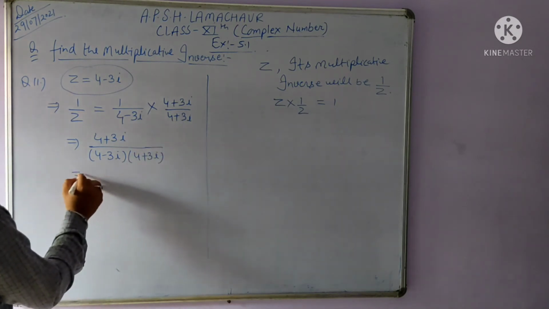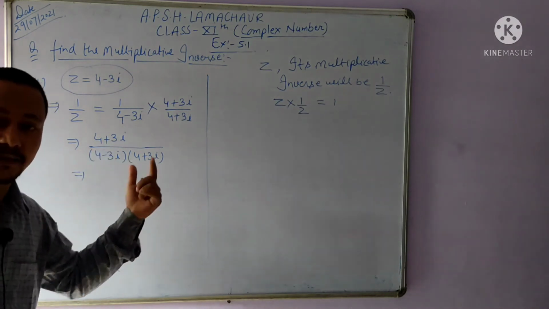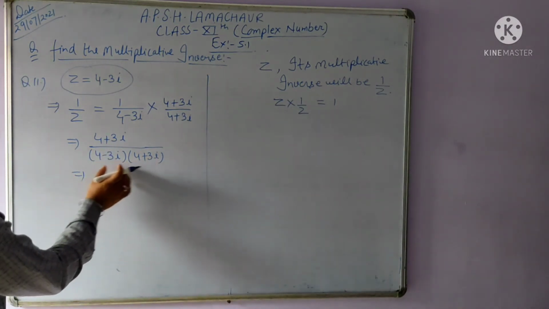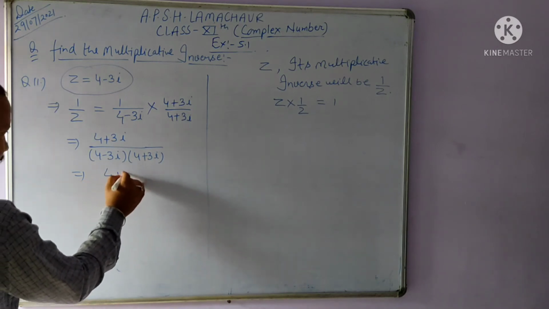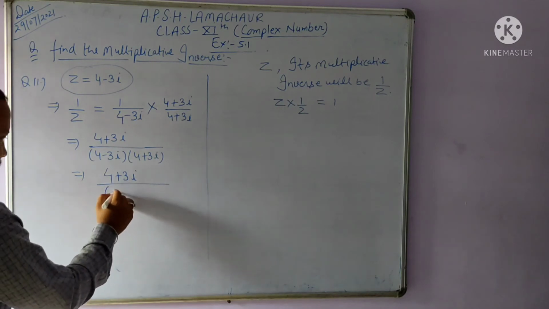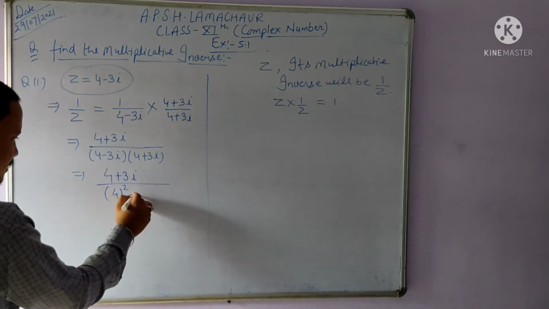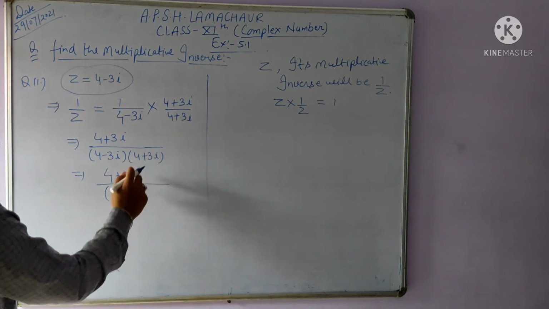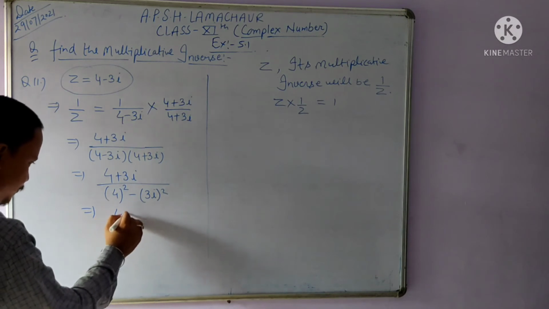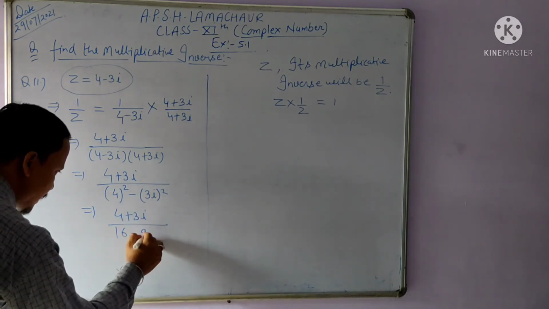Now see, in the denominator you are getting a form of the type a plus b and a minus b. So a plus b, a minus b, what is the expression for it? This will become a square minus b square. So what is a here? A is 4, so 4 square minus, what is b? B is 3i, so 3i whole square. So this will give you 4 plus 3i divided by 16 minus 9 times i square.